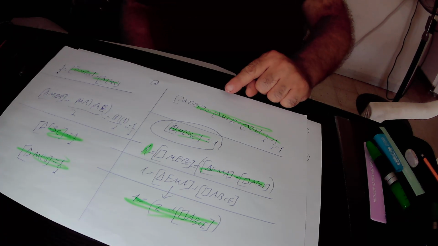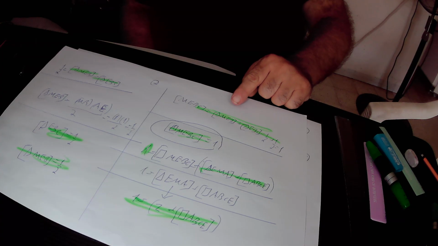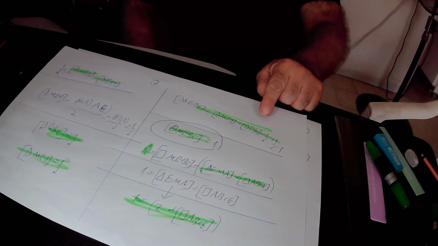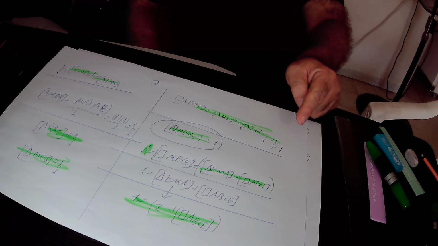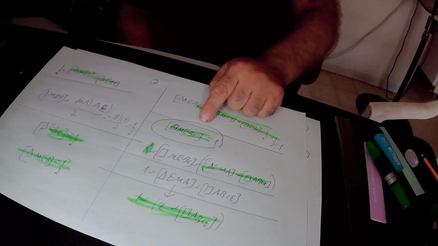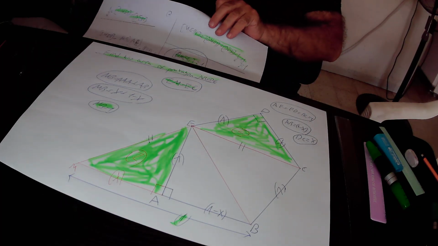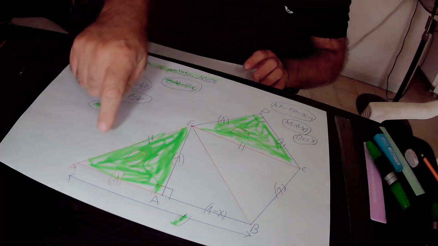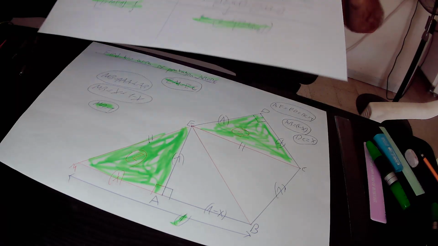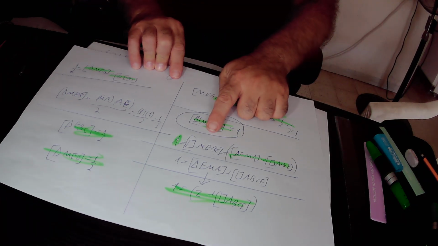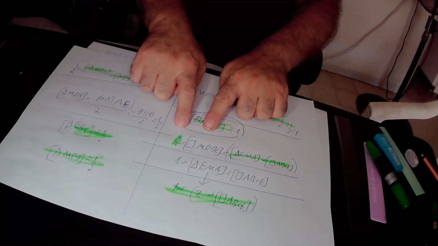So the area of the big quadrilateral MEBC must be equal to the area of triangle MEB, this is 1 half, plus the area of triangle EBC, this is also 1 half. 1 half plus 1 half is 1. So in total we found out that the area of the big quadrilateral MEBC is equal to 1 square inch.